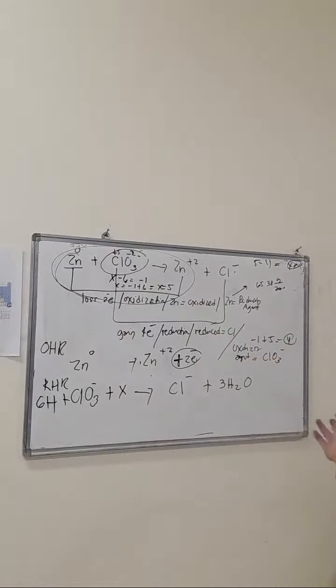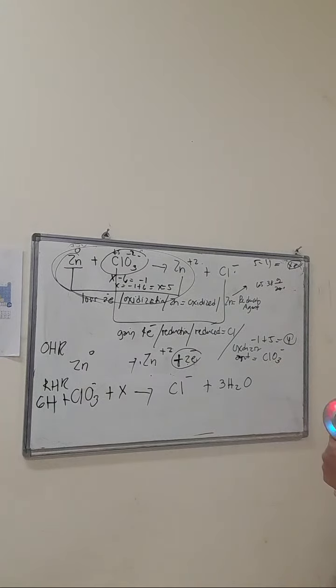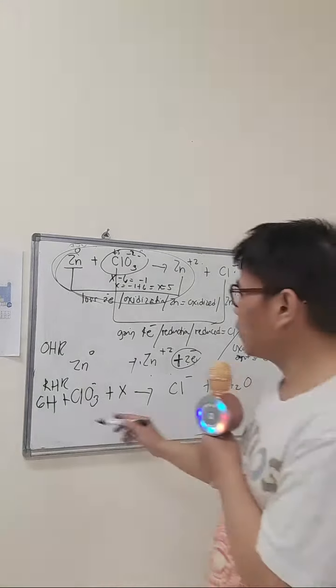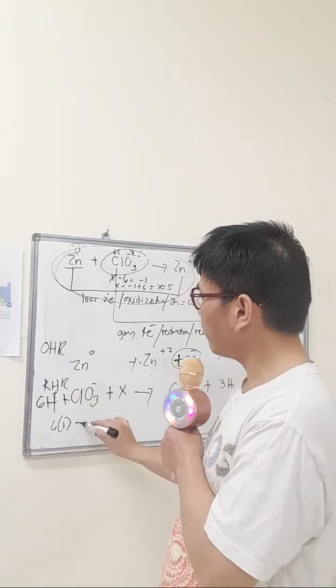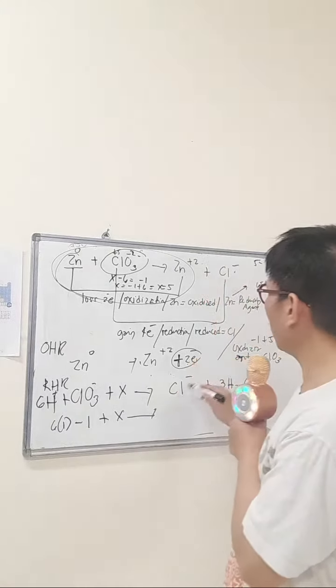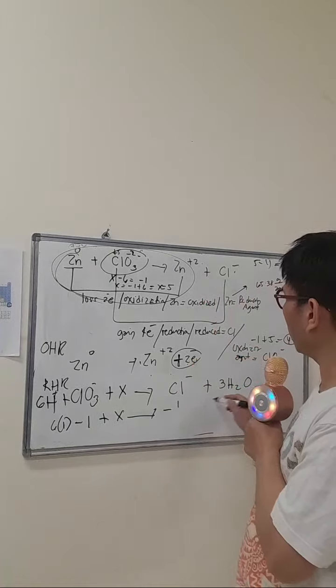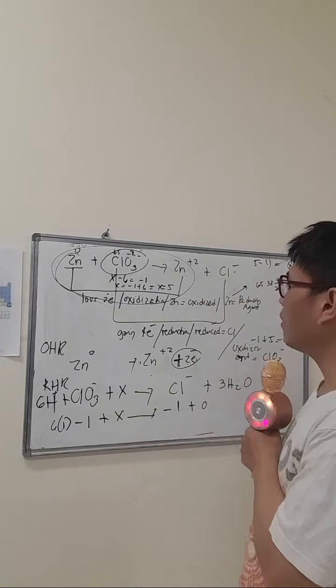Oxygen 3, 6H, then balance chlorine. Okay, balance. Now, solve for the charge. So 6 times 1, 6 negative 1 plus X is equal to negative 1. Then water is 0 because it is a neutral compound. The charge is 0. Okay?